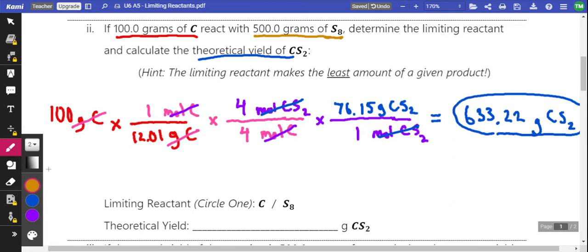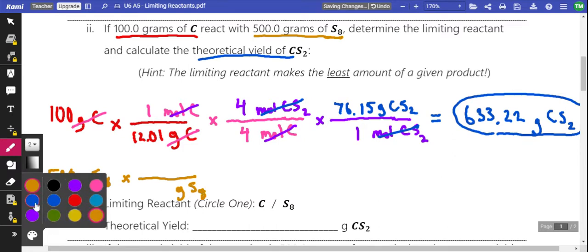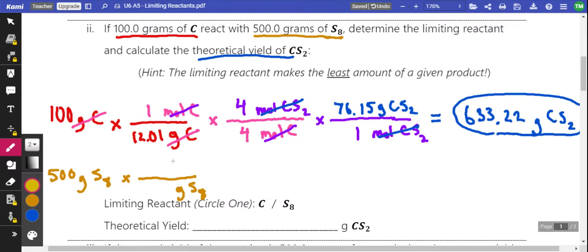So let's try another one, where this time we're starting with our other reactant, 500 grams of S8. Multiplying by a fraction bar, I'm getting rid of grams of S8 on the bottom first, because that's the unit I have to get rid of. If I'm trying to go from grams of one thing to grams of another, I've got a long ways to go. So grams of S8 I'm getting rid of on there. My next stop is moles of that chemical, just how I went from grams of C to moles of C. So I'm going from grams to moles.